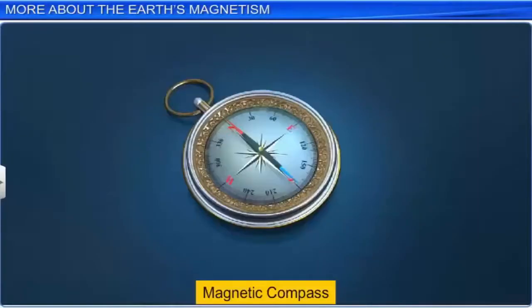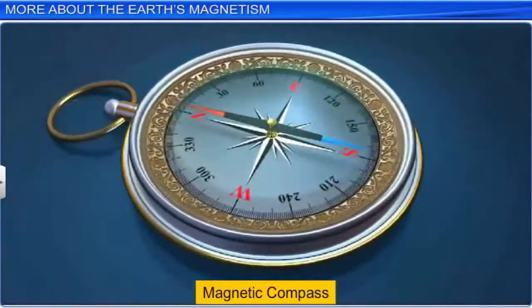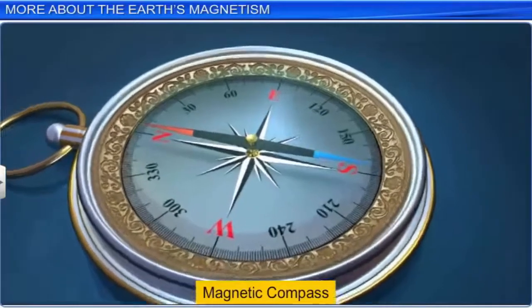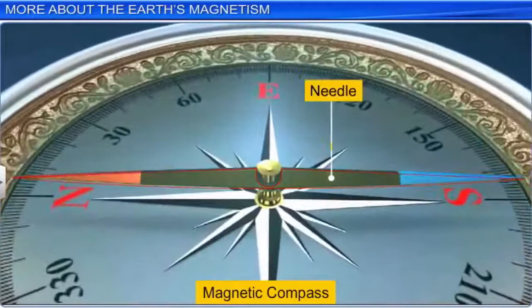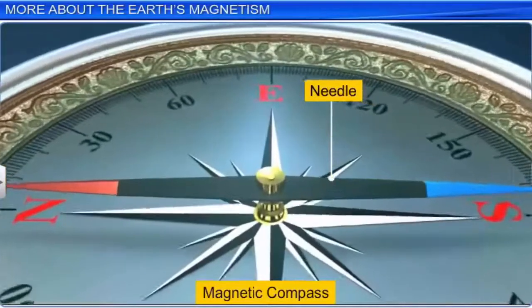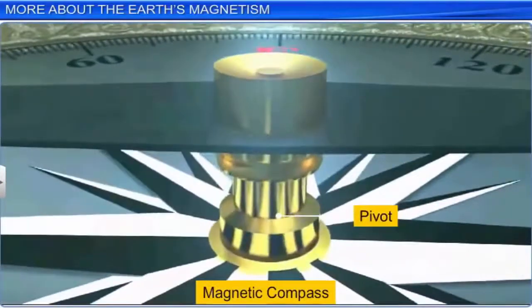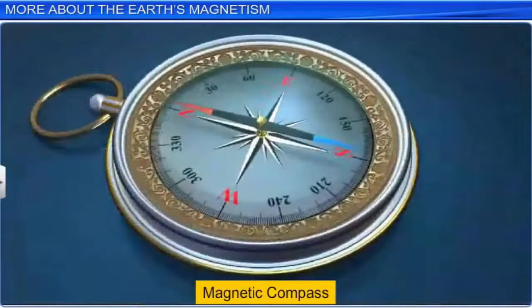First, let us learn about the magnetic compass. A magnetic compass, or compass needle, is used to find the direction of a magnetic field at a given point in a horizontal plane. It essentially consists of a magnetic needle, which is placed on a pivot in the horizontal plane. Thus, a magnetic compass can move only in a horizontal plane.